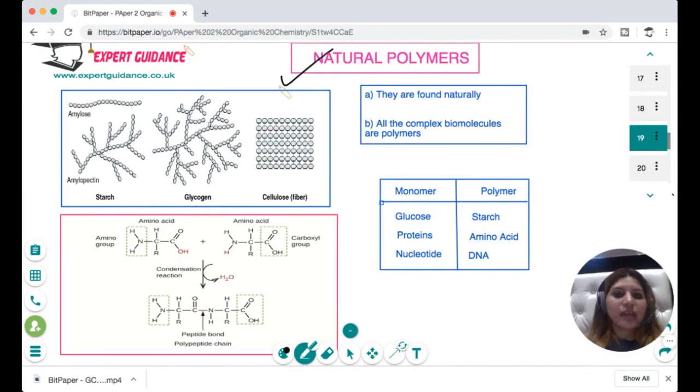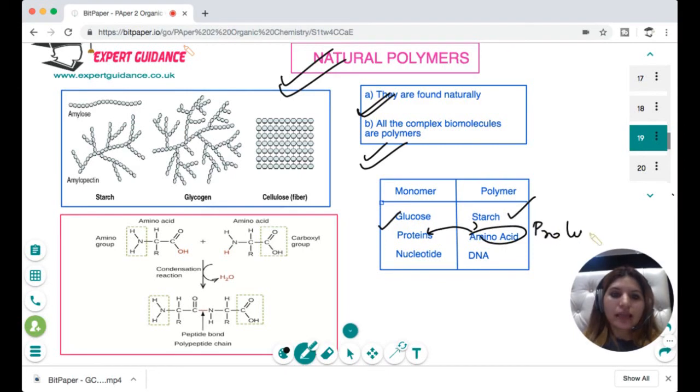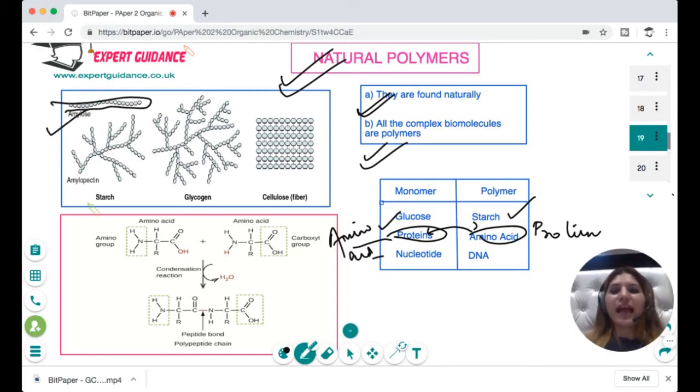Now we have some natural polymers. They are found naturally, for example, complex biomolecules. Starch is a polymer made up of glucose, and protein is also a polymer made up of amino acids. So it's the other way around: the polymer is the protein, and it is made up of amino acids, and DNA is a polymer made up of nucleotides. You can see this is an individual glucose unit. They join by either a straight chain or a branched chain and give rise to starch, glycogen, or cellulose, which are the natural polysaccharides. And these individual glucose units are the monosaccharides.